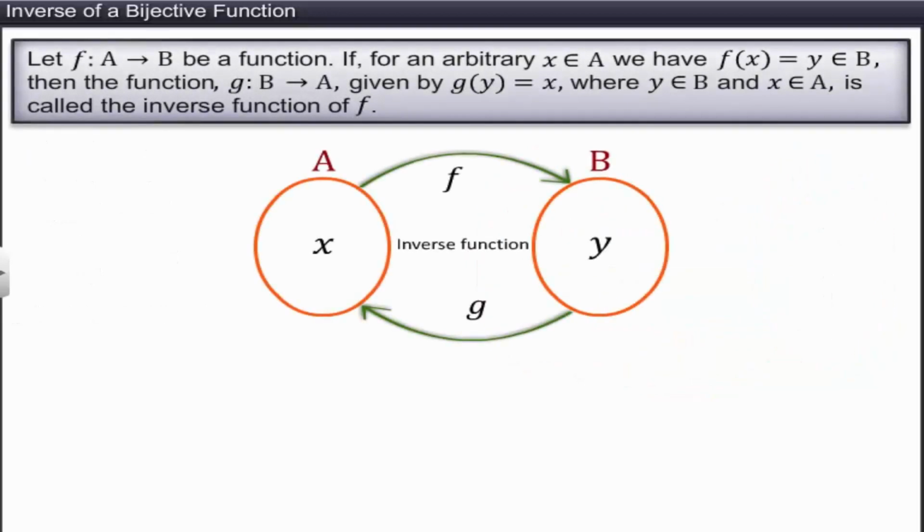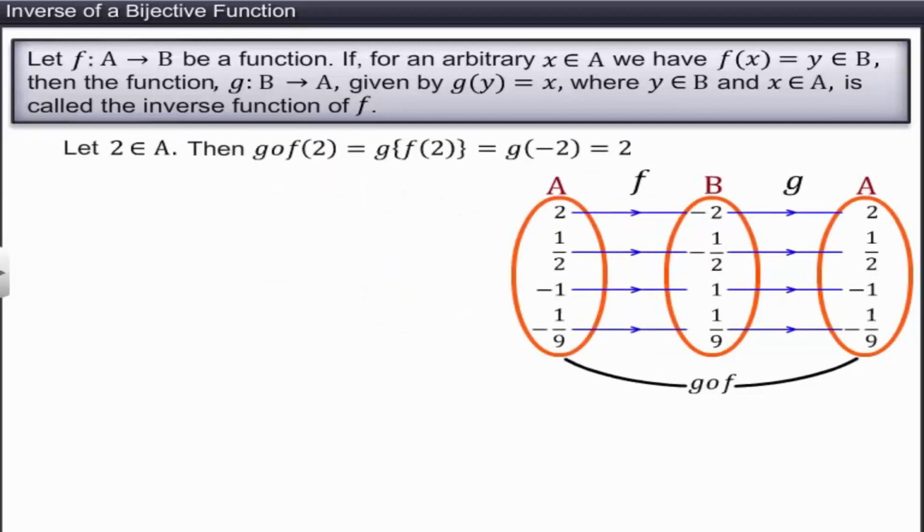Let f be a function from A to B. If for any arbitrary element x belonging to A, we have f of x equal to y in B, then the function g from B to A given by g of y is equal to x, where y belongs to B and x belongs to A, is called the inverse function of f. Let's now move on and see when a function is said to be invertible.